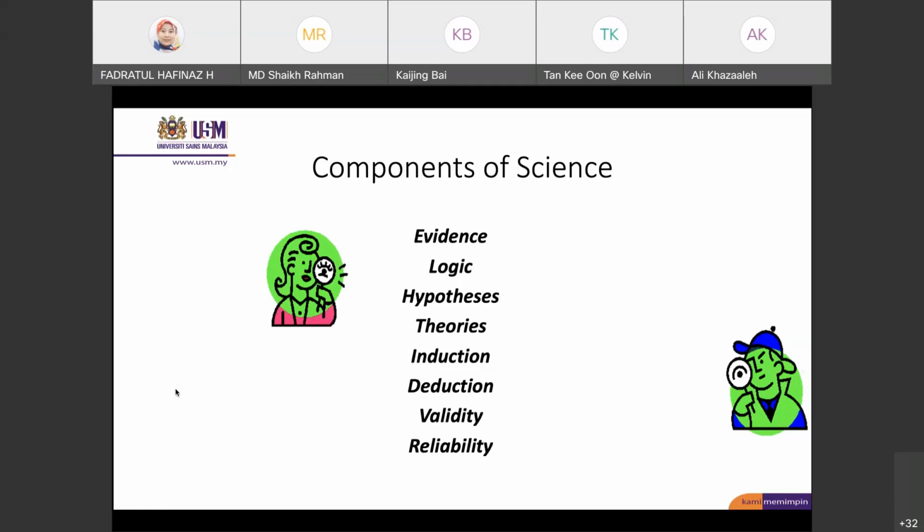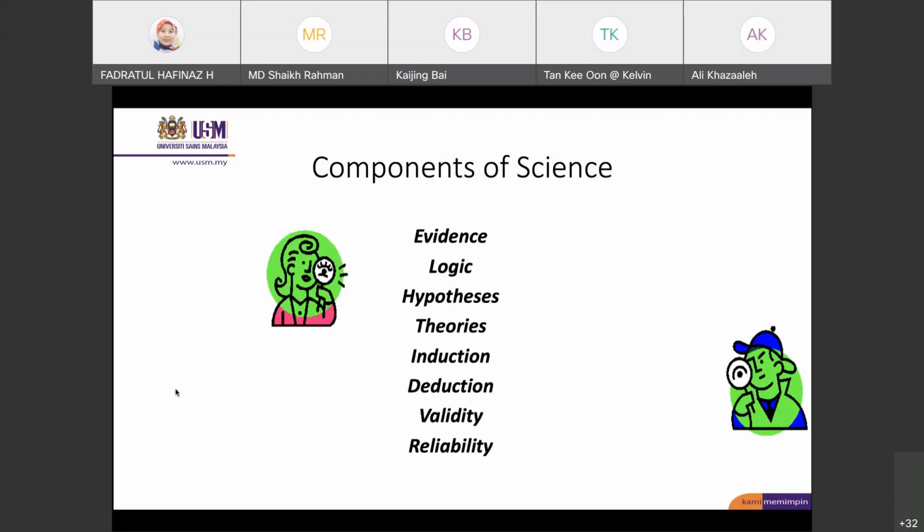So what is evidence in science? It can be defined as empirically observing experience from your five senses: mouth, ears, skin, and everything. Okay, how about logic in science? It can be defined as the study of necessary connection or outcome. What about hypothesis? Hypothesis can be defined as a trial explanation that can be empirically tested.